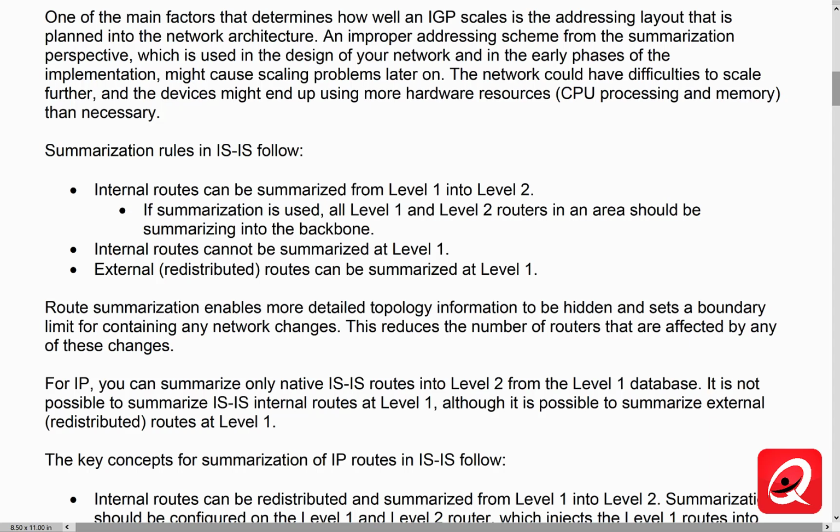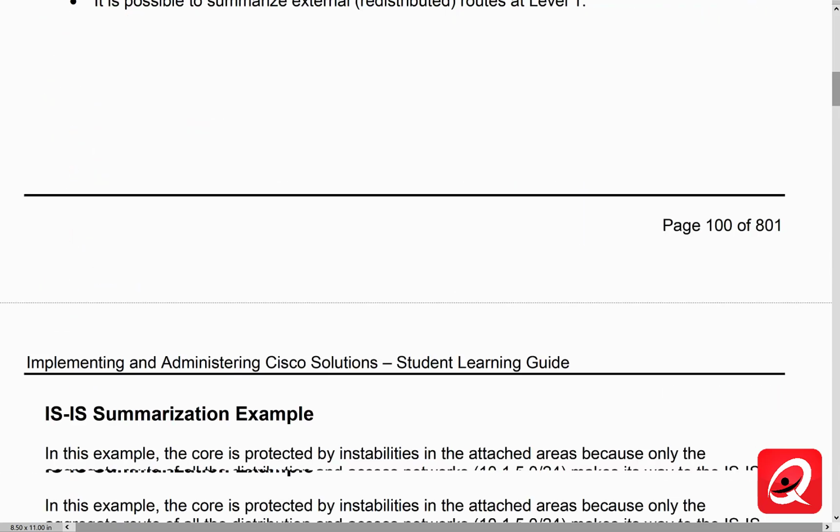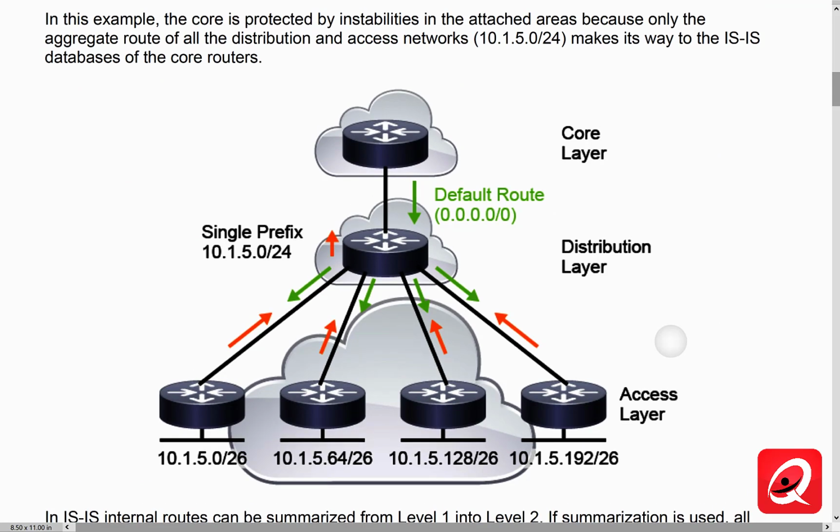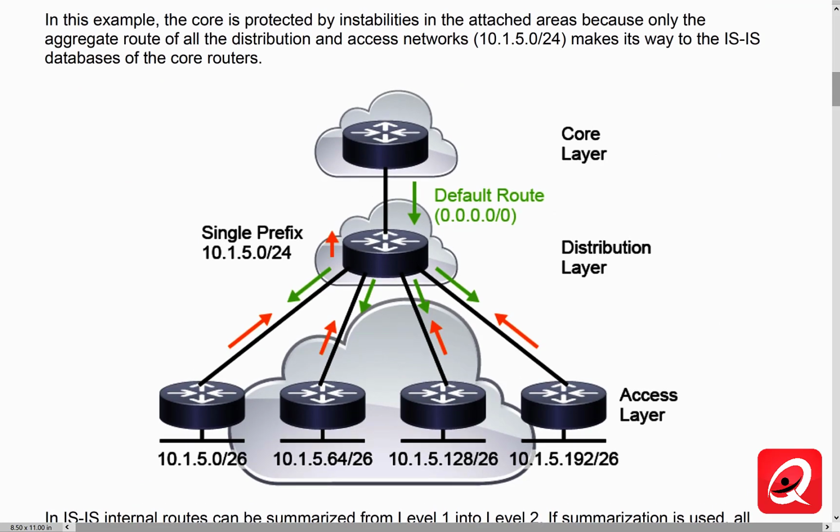All right. Internal routes cannot be summarized at level 1 because this is not permitted by the protocol. It is possible to summarize external routes at level 1. All right, so let's take a look at an example. In this example, the core is protected from instabilities in the network because only the aggregate route of all of the distribution and access networks, the 10.1.5.0/24, makes its way to the database of the core.